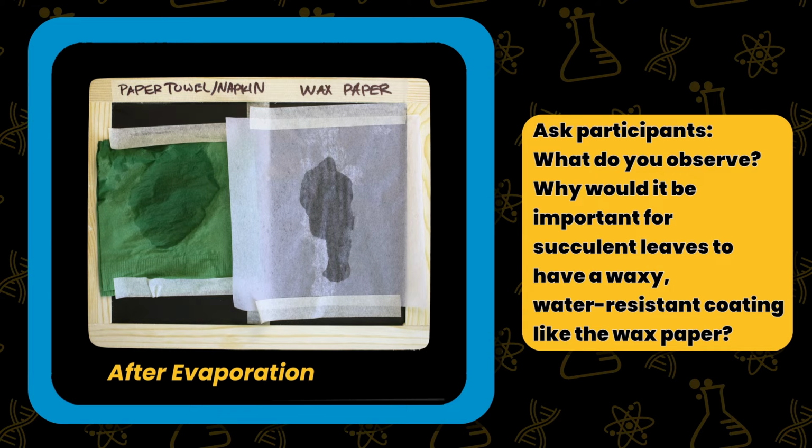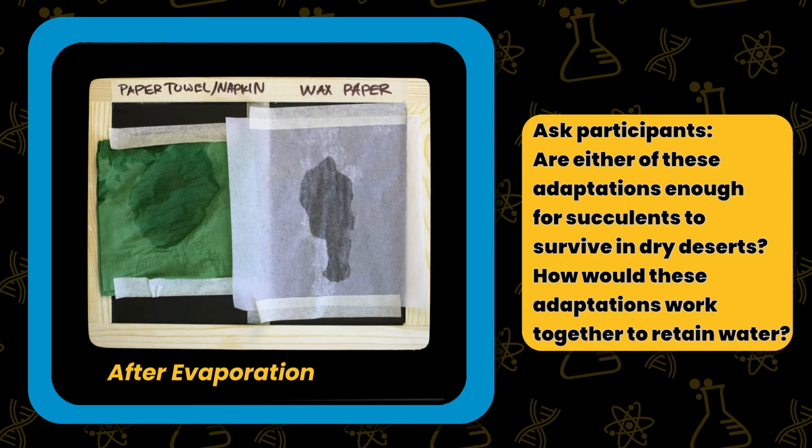Ask your participants, what do you observe? Why would it be important for succulent leaves to have a waxy, water-resistant coating like the wax paper? Are either of these adaptations enough for succulents to survive in dry deserts? How would these adaptations, both the waxy coating on the outside of a succulent leaf and the fleshy water-retaining interior, work together to retain water in dry desert environments?